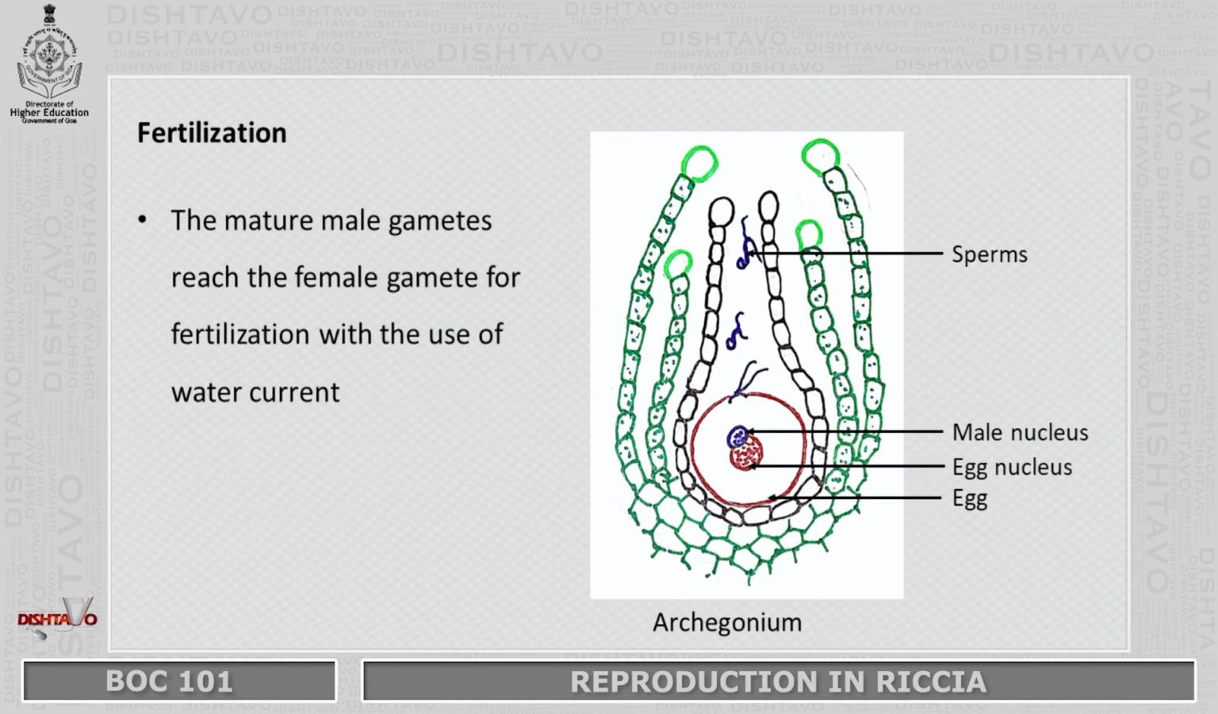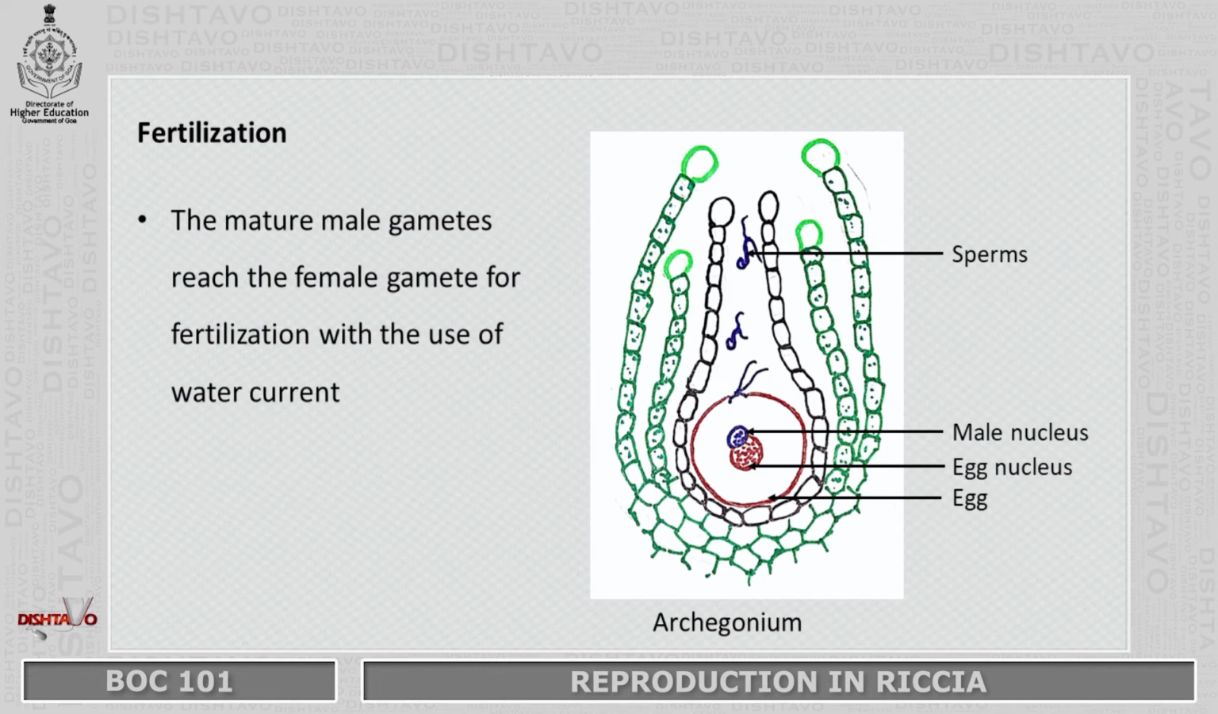Then the next is the fertilization process. Now once the egg and the sperm mature, the next step is fertilization. The mature male gamete reaches the female gamete for fertilization with the use of the water current.